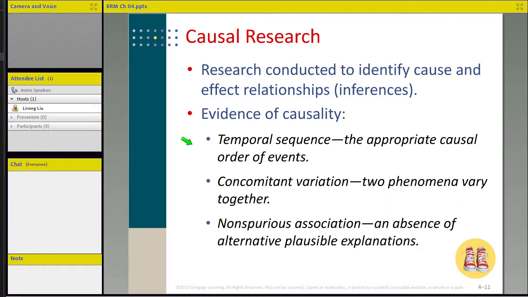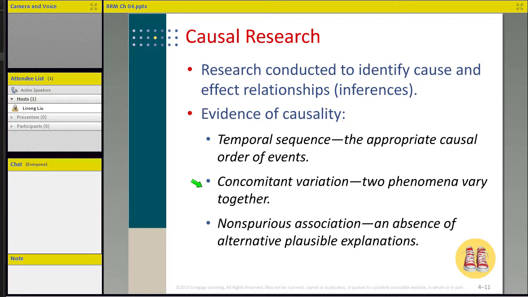The second necessary condition, as I would call it, is concomitant variation. That is, the two phenomena vary together, okay? So you would observe that when one factor changes, the other factor will change with it, either towards the same direction or towards the opposite direction. But whenever one changes, the other must follow. If one is changing but the other is not changing, then you definitely cannot declare causality.